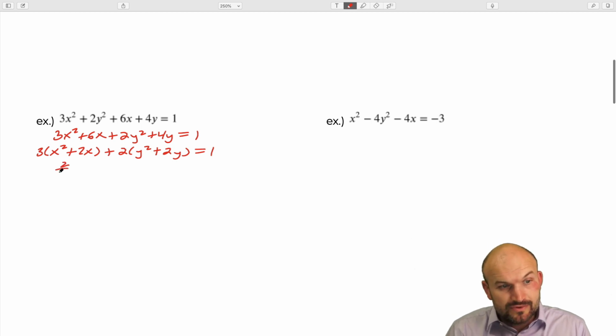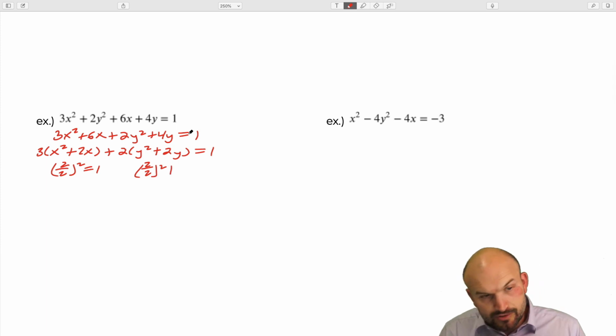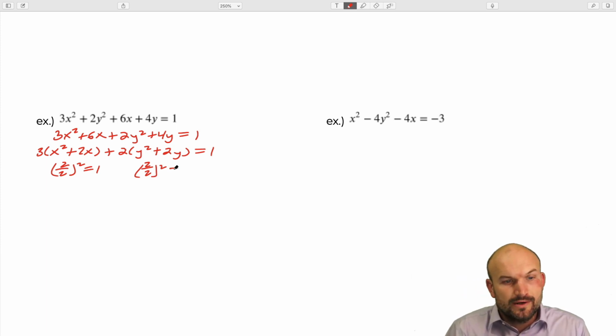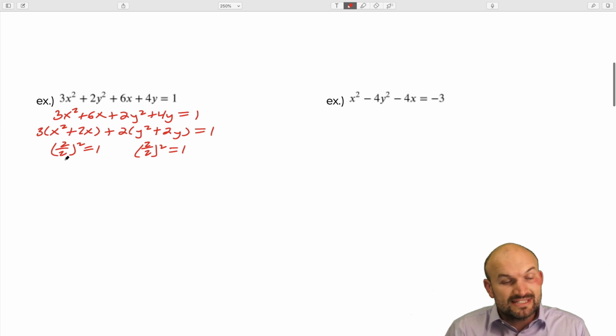Now we're going to go ahead and complete the square again. So I'm going to take 2 divided by 2 and square it. And that's going to equal 1. And that's going to work for both of them, right? So I'll just do it twice anyways. Why not? 2 divided by 2 squared, and that's going to equal again 1.